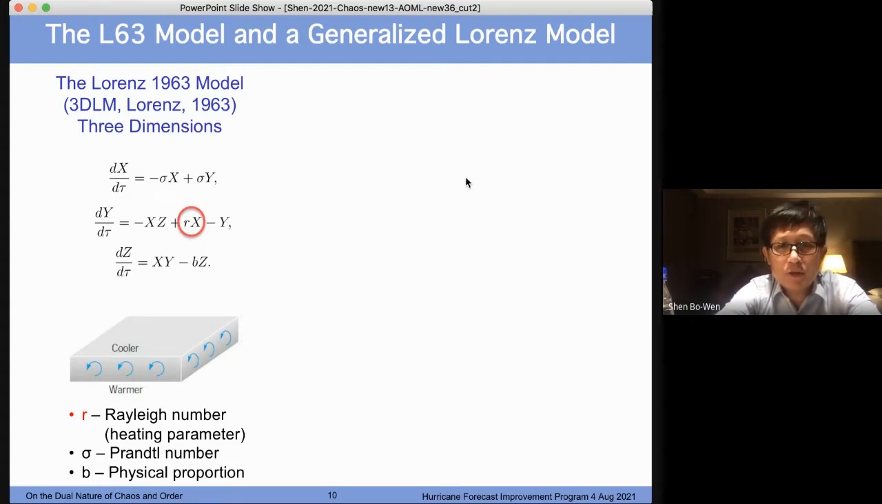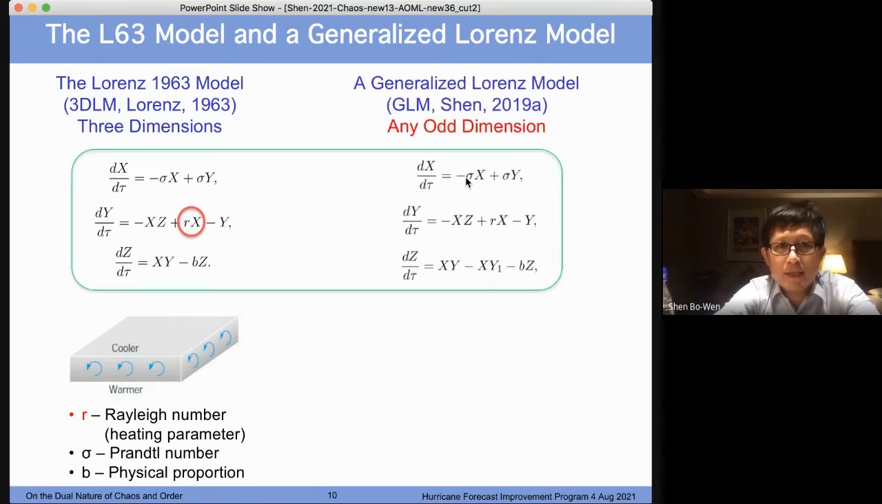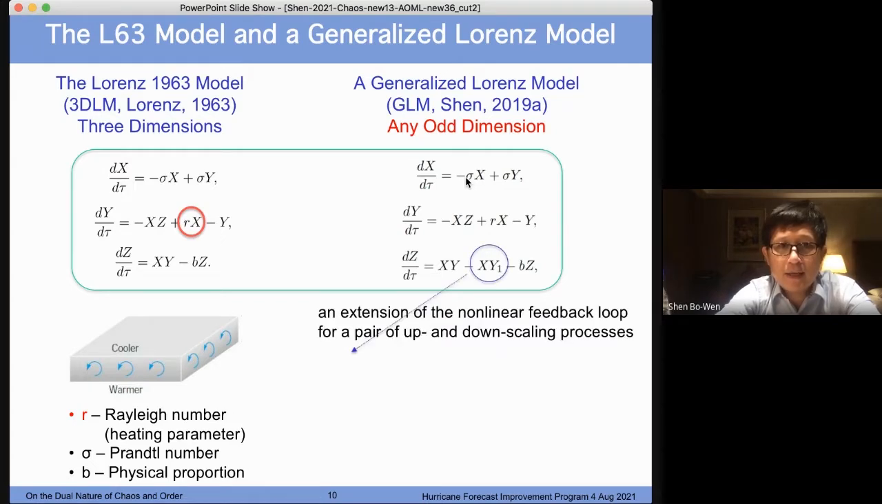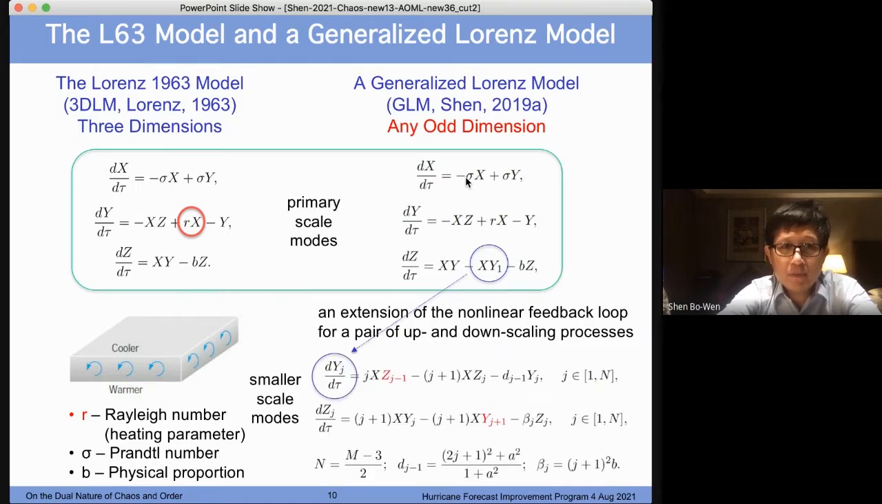By comparison, the generalized Lorenz model is shown on the right-hand side. As you can see, it appears very close to the L63 model. In the third equation, we add the x y1 term based on the extension of a nonlinear feedback loop. This type of concept was first published in 2014. This additional term introduced an additional pair of smaller scale modes. As a result, the original x, y, z are referred to as primary scale modes. This type of extension can be repeated through x y_{j+1}, where j is an integer starting from 1. And each extension is going to bring an additional pair of smaller scale modes. As a result, the GLM allows any odd number of modes.